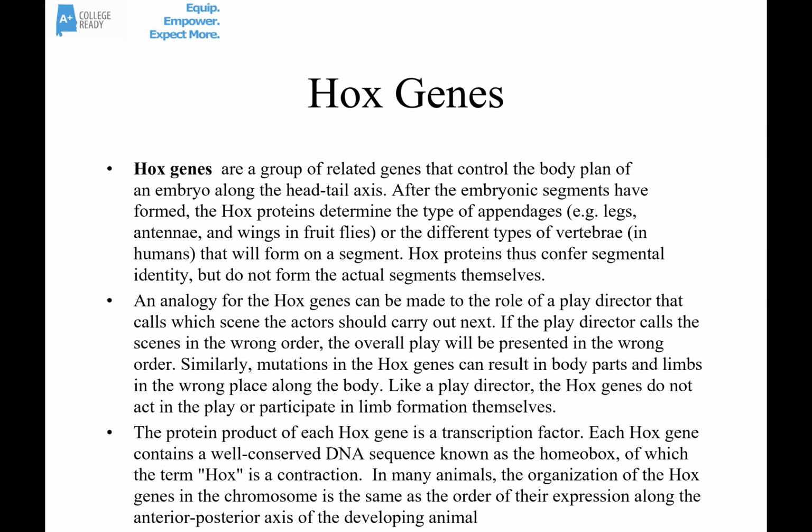The protein product of each Hox gene is a transcription factor for the genes that ultimately make the body parts. Each Hox gene contains a well-conserved DNA sequence known as a homeobox. In many animals, the organization of the Hox genes on the chromosome is the same as the order of their expression along the anterior to posterior axis of the animal's body.